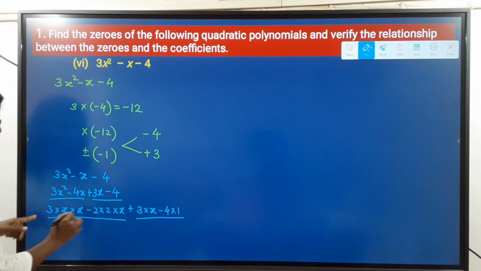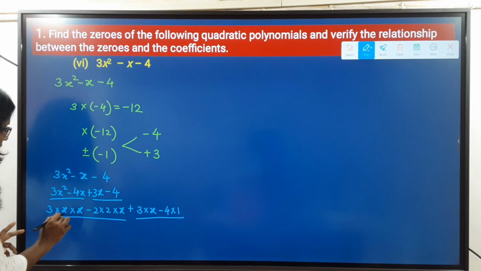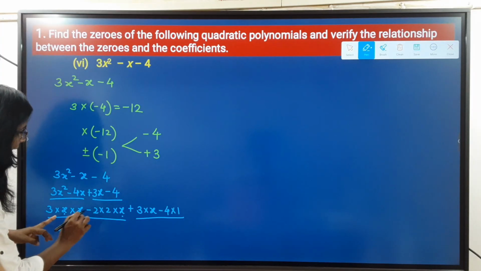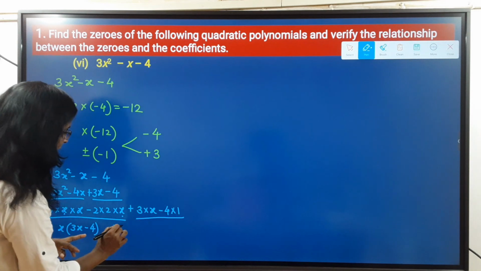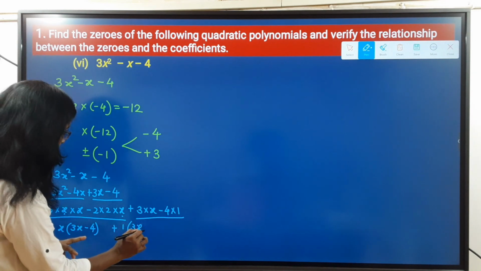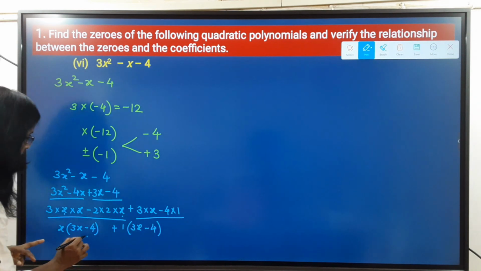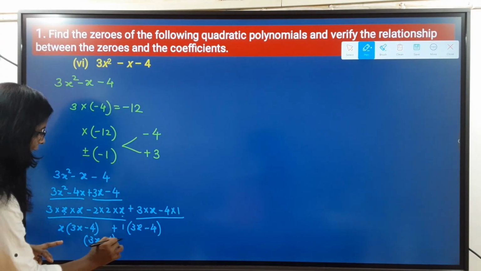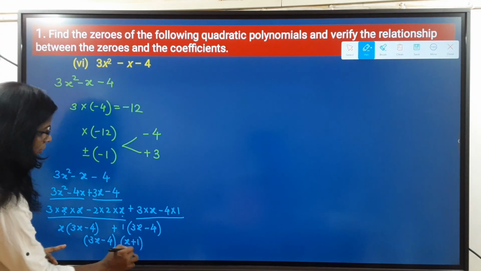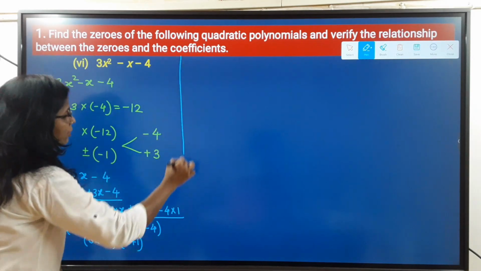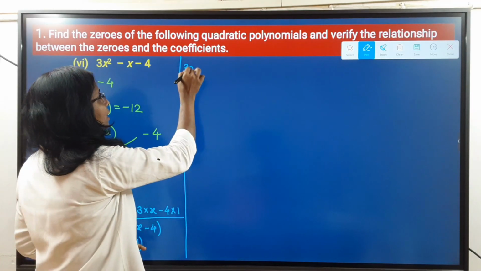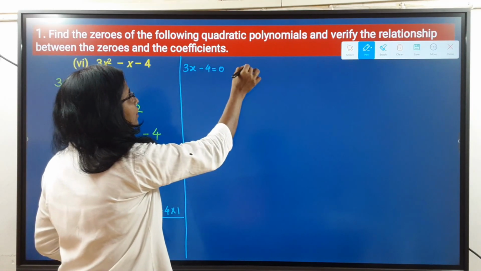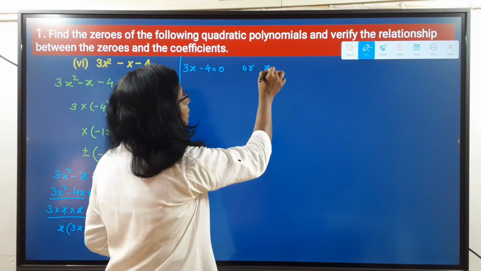So now here from this first group, x is common, and in the bracket we write 3x minus 4. And here, students, plus, 1 is common, and we write in the bracket 3x minus 4. So that means here in the first bracket we write 3x minus 4, and in the second bracket we write x plus 1. So now we have to find out the zeros of the quadratic polynomial. So I write down 3x minus 4 is equal to 0, or x plus 1 is equal to 0.